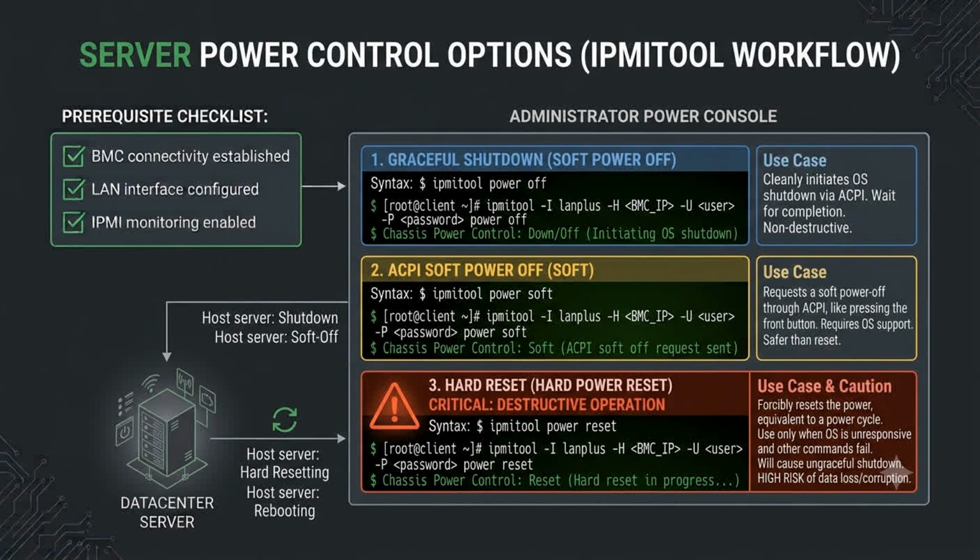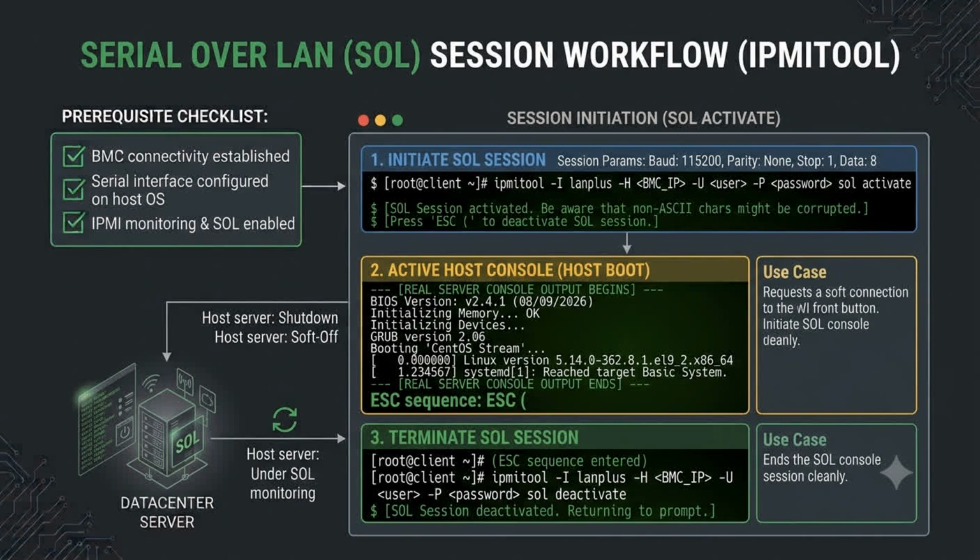Use power off for production servers. Use power reset only when the server is hung and will not respond to pings. Use power reset only when SSH is dead. Use power reset only when the kernel is panicked. Never use power reset for routine reboots. Never use power reset in production unless you have no choice. Data loss is a real risk.